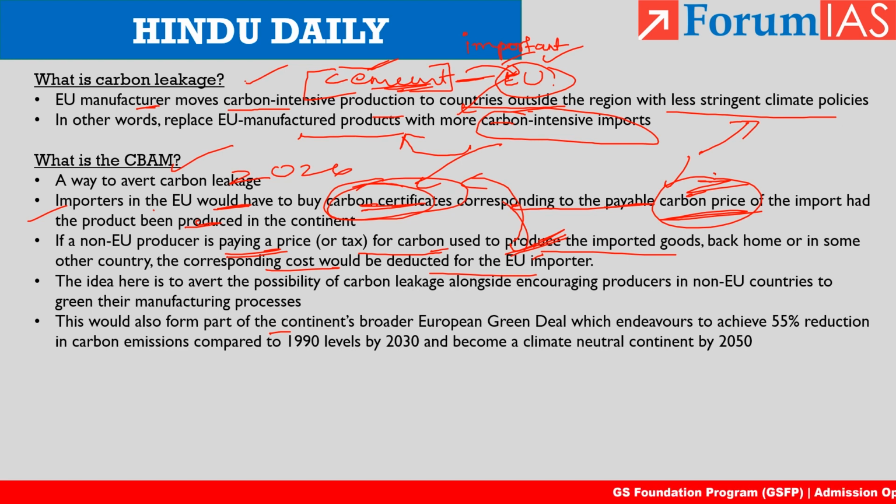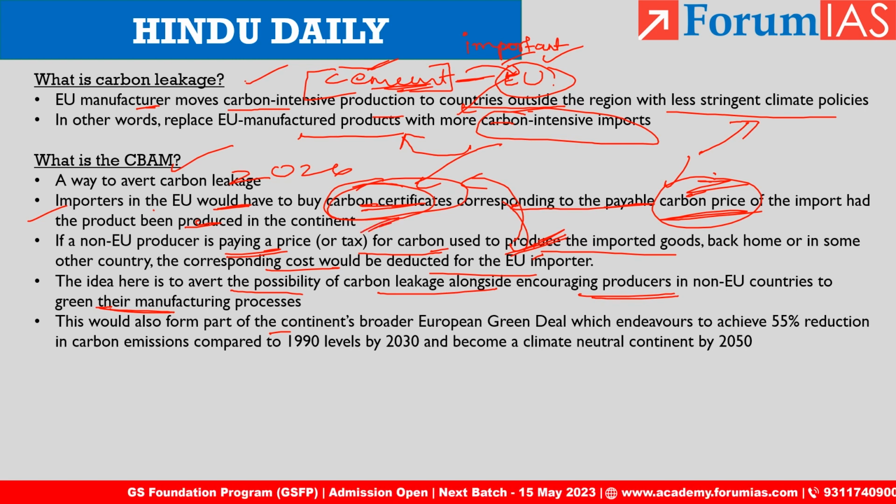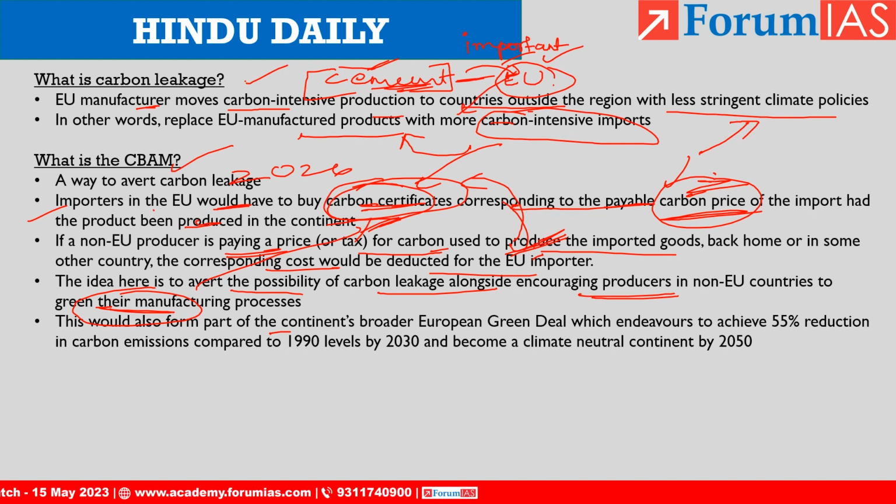It is to avoid the possibility of carbon leakage and to encourage producers in non-EU countries also to green their manufacturing process. So if the EU importer should not have to pay the price for carbon certificates, then the Indian manufacturer should have green manufacturing. Then only the EU importer would be interested to buy the product. Okay, so it will give an impetus for producers even outside EU to adopt a green manufacturing process. Why? Because EU has a green deal.